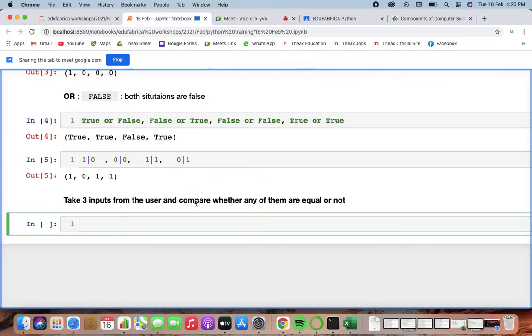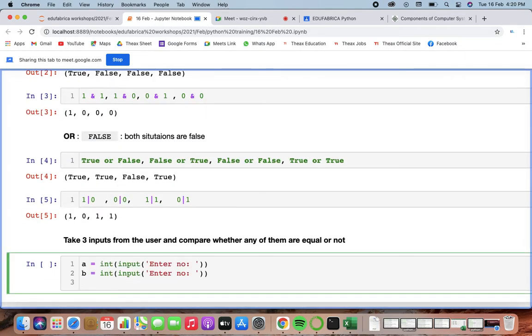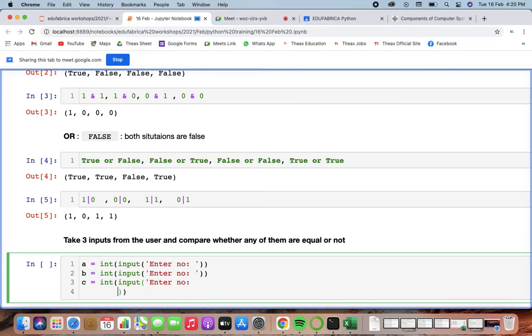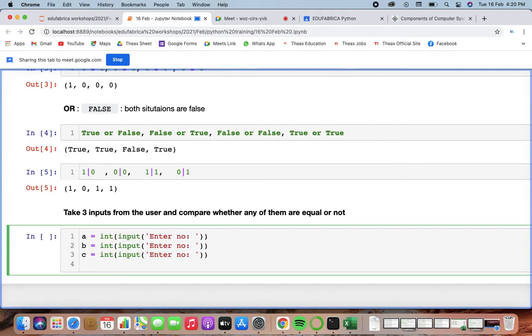Okay, let me write. Alright, so this is the number, let's say A, B, and C. Now, what we have to check is whether any of the numbers are equal or not. So let's say any number will be equal to, like A == B.